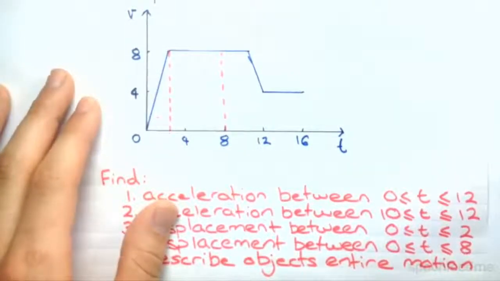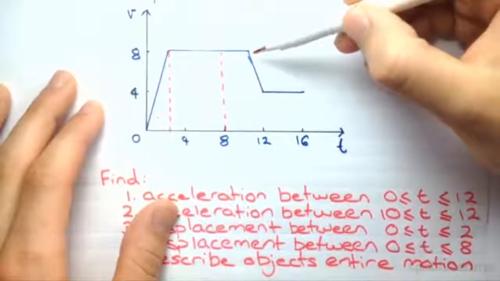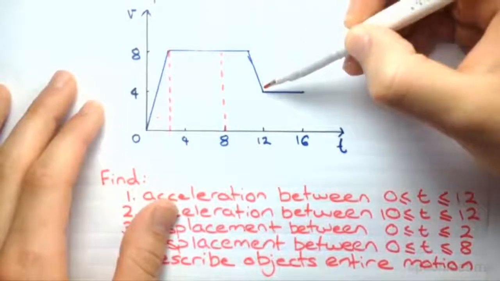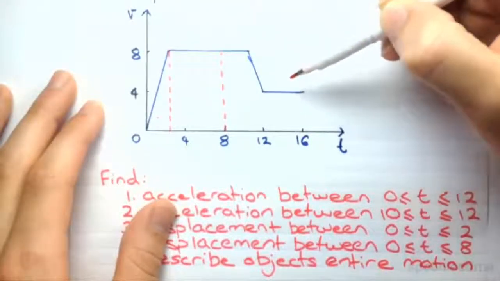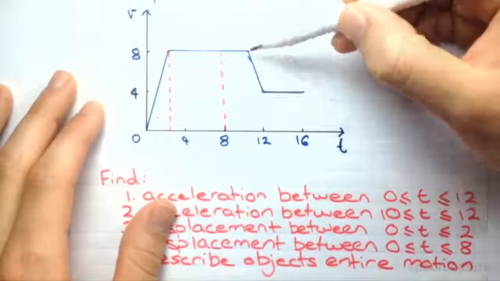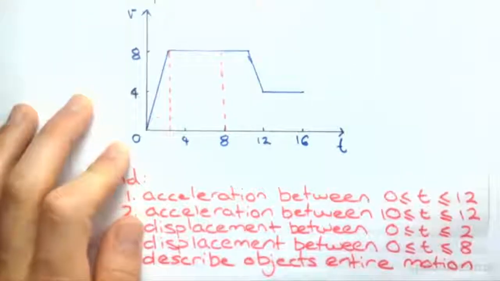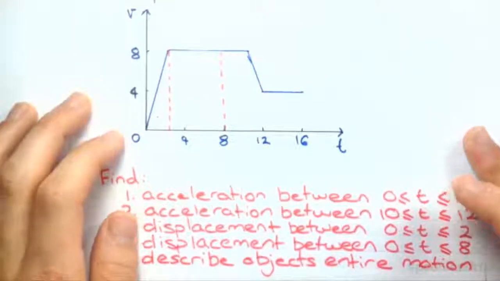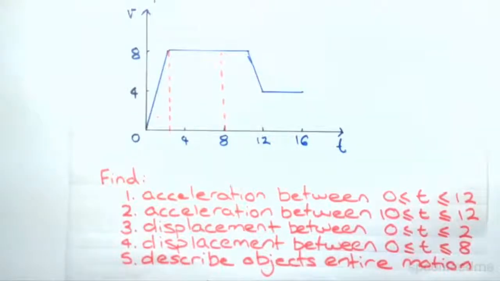Now that is a really important point, that even though this slope is going down, the body is still moving away from the graph, from the origin. Alright? And the last one, describe the object's entire motion. Now we're not going to write that, we're going to talk through that.